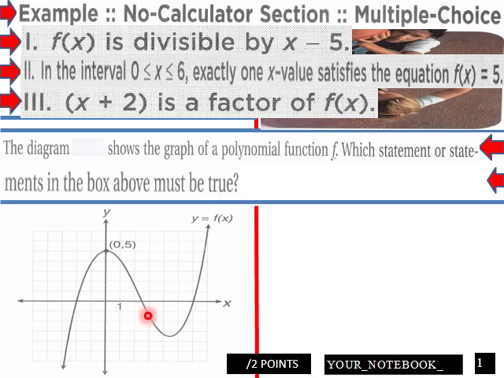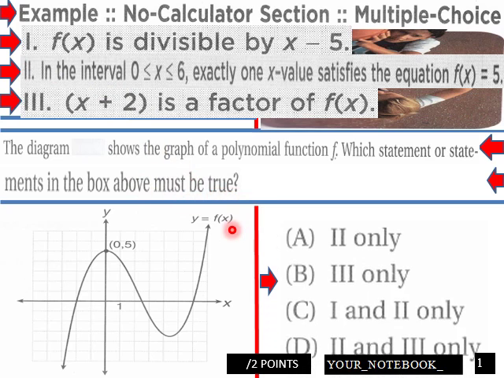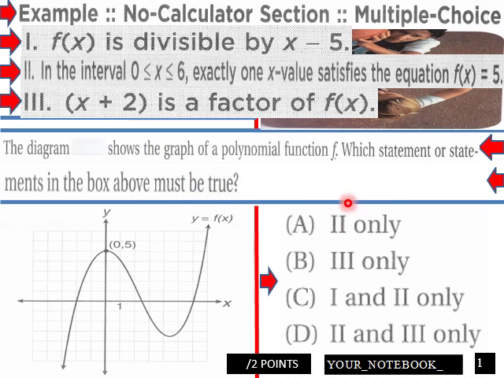So looking at this graph here, and then considering these three statements up here, which one of those must be true? 2 only, 3 only, 1 and 2 only, and then 2 and 3 only. Which one of those are true?